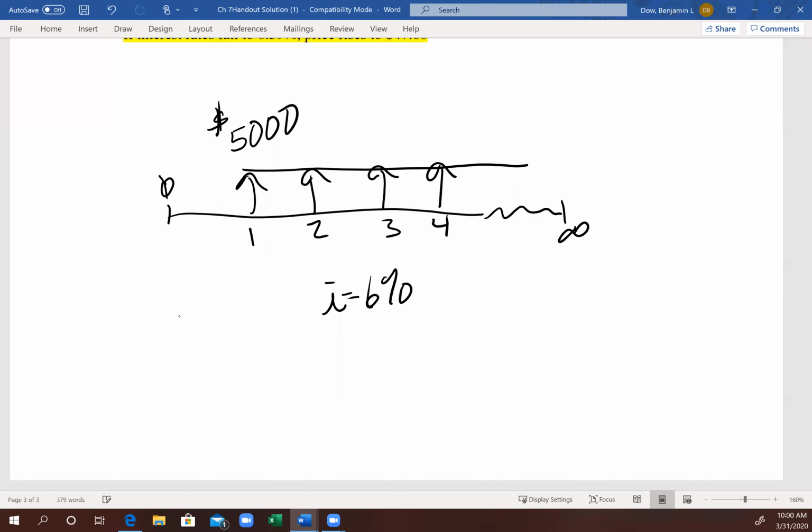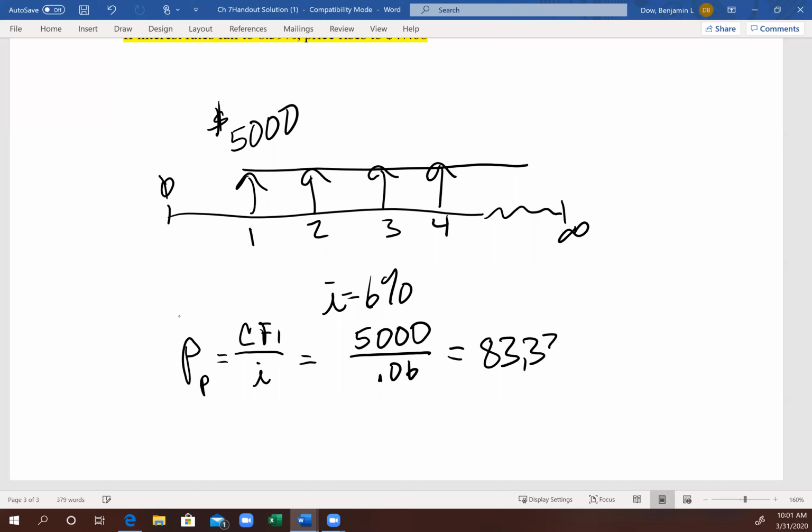Okay. Well, we could have done mathematics, but I chose not to do the mathematical formula. And I just said, hey, let's use intuition. What if I tell you that the present value of a perpetuity is just equal to the first cash flow divided by the interest rate? And I said, hey, if we took 5,000 and divided it by 0.06, what do we end up with? We end up with $83,333.